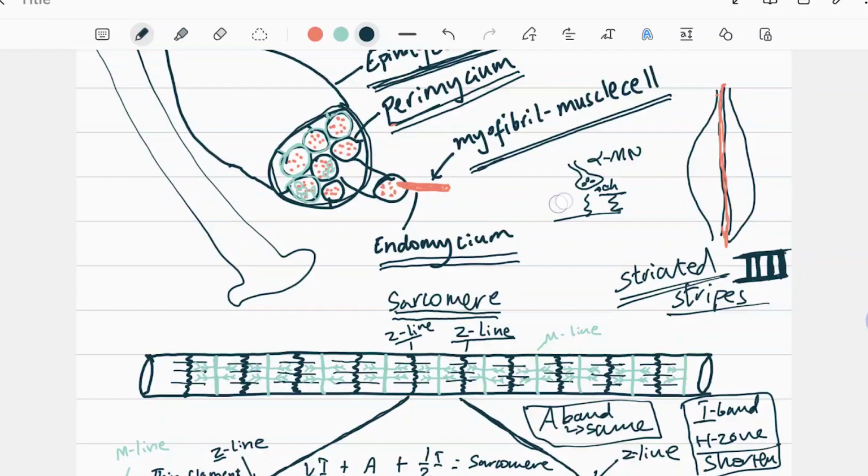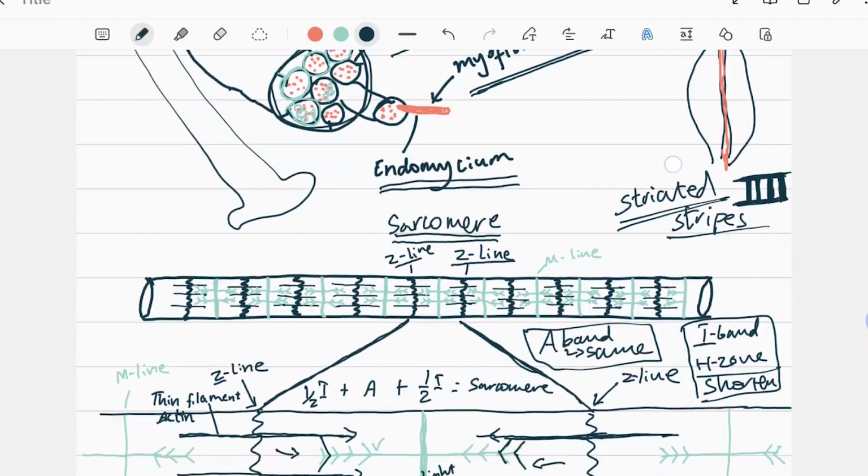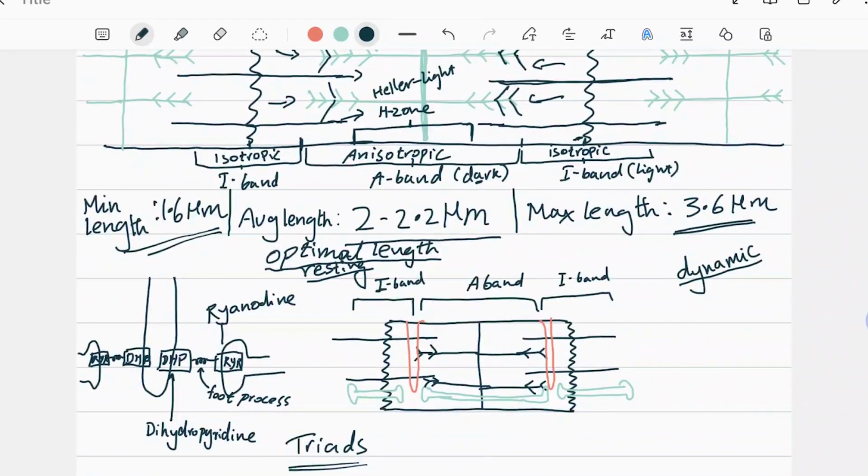So how is that supposed to happen? We should discuss that now. So we have these things called triads. A triad is made of two types of tubules. So this is your sarcomere, which you could see in this picture over here.